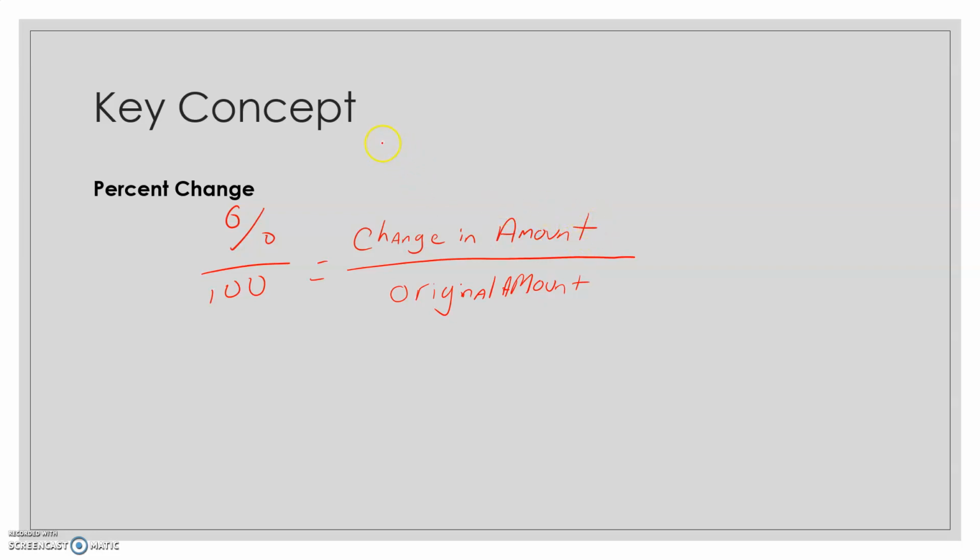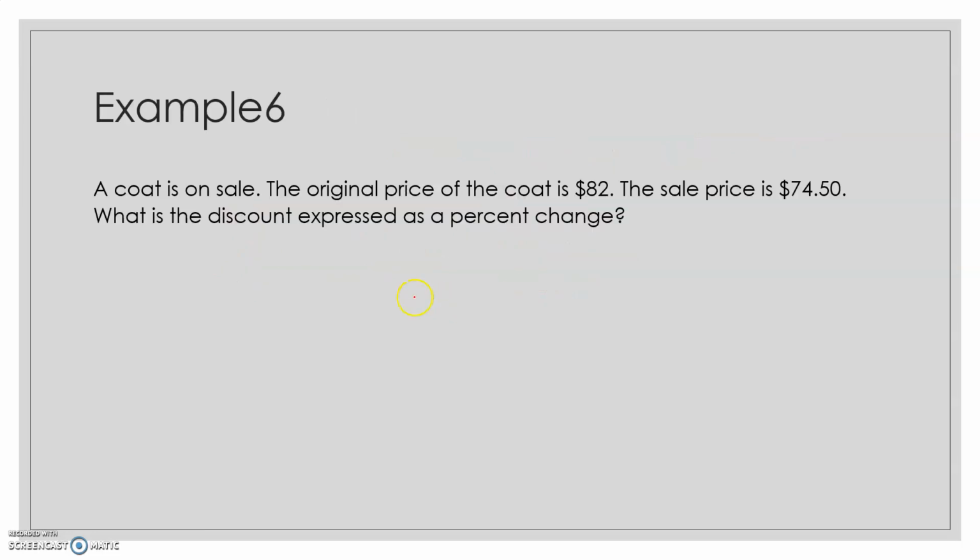And how you find change is you take whatever the new amount is and you subtract the original amount from it. And that will tell you how much it changed in the problem. So percent over 100 is equal to change over original is our proportion. And how we find that change in the amount is we do the new amount minus the original amount. All right, let's take a look at a couple of examples.